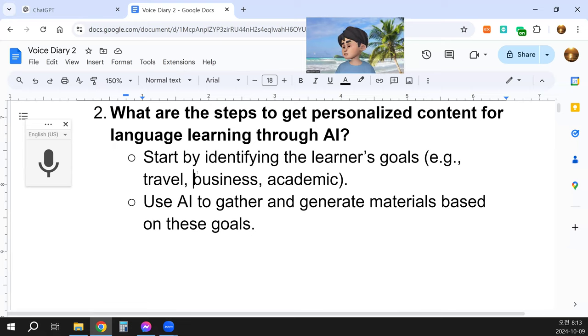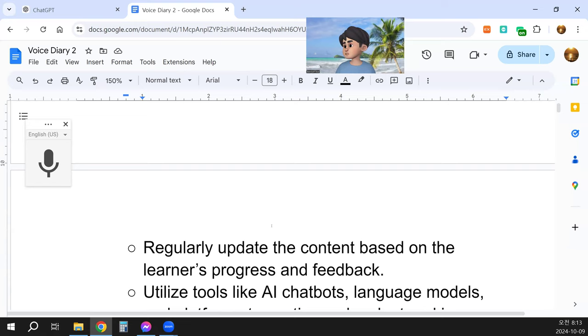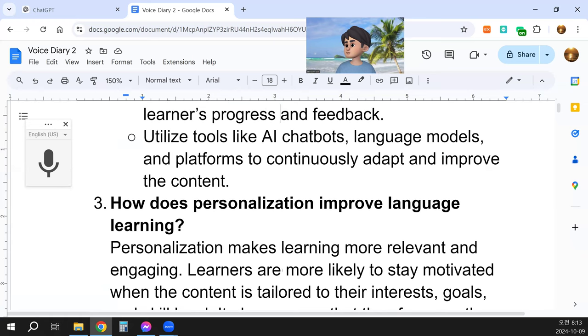Start by identifying the learner's goals: English, travel, business, academic. Use AI to gather and generate material based on these goals. Regularly update the content based on the learner's progress and feedback. Utilize tools like AI chatbots, language models, and platforms to continuously adapt and improve the content.